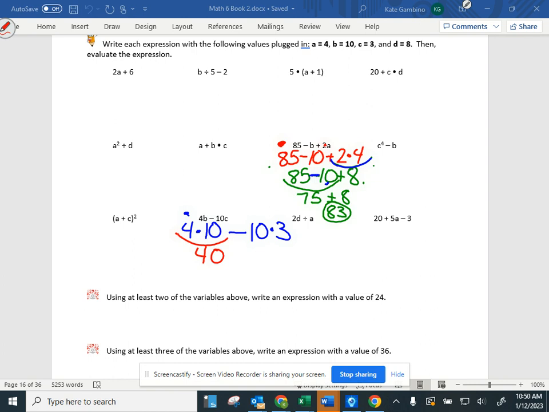Do I see any other multiplying or dividings? Yeah. 10 times 3, which is 30. And then I bring down the rest of the expression. The only thing left is that subtraction sign. So, what's 40 minus 30? 10.